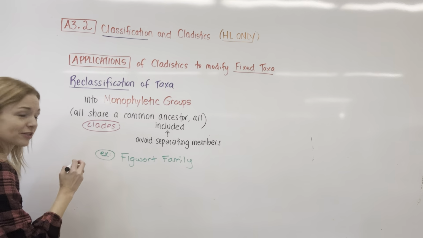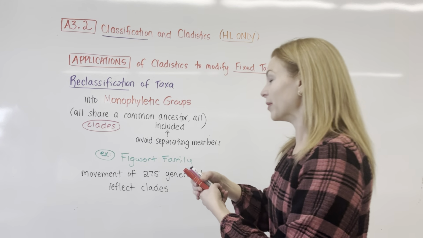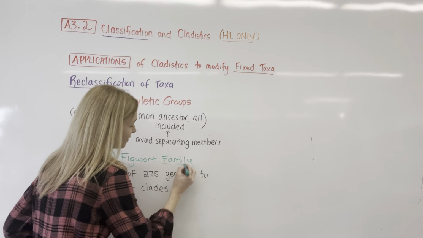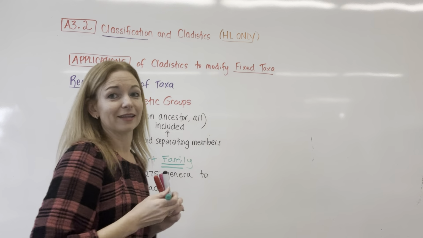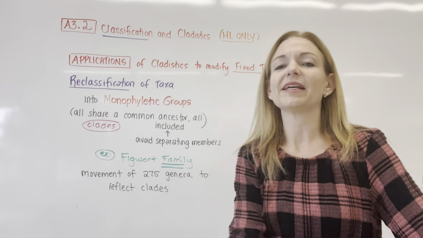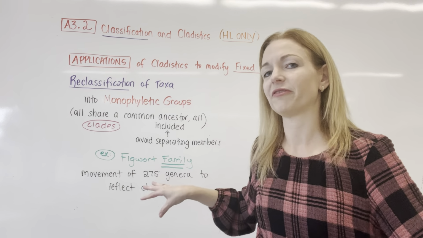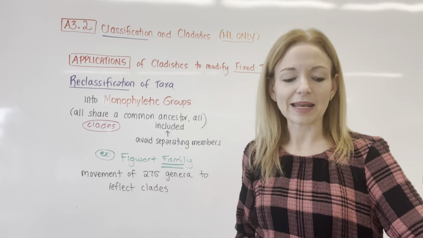So it resulted in the movement of 275 genera, which is a genus, to reflect their clades. So we still are using the fixed taxa. So it's the figwort family. That's not just a nice term because they're sweet to one another. That's coming back to the kingdom, phylum, class, order, family. So we're still using this term family, but we rearranged some things because they were based on morphology, but it didn't reflect clades that we now understand they belong to.